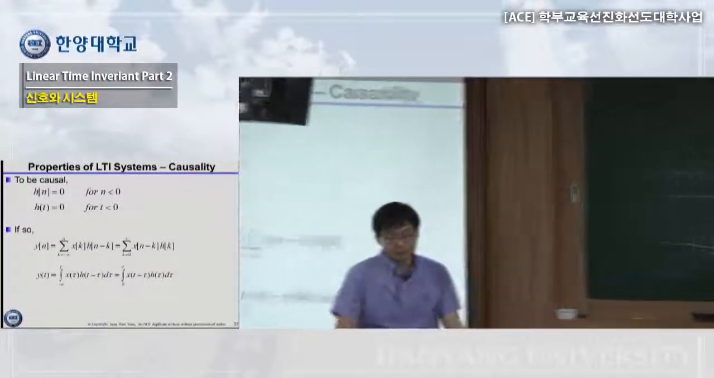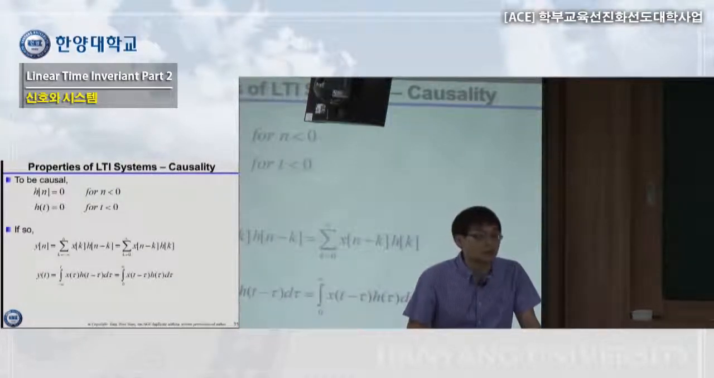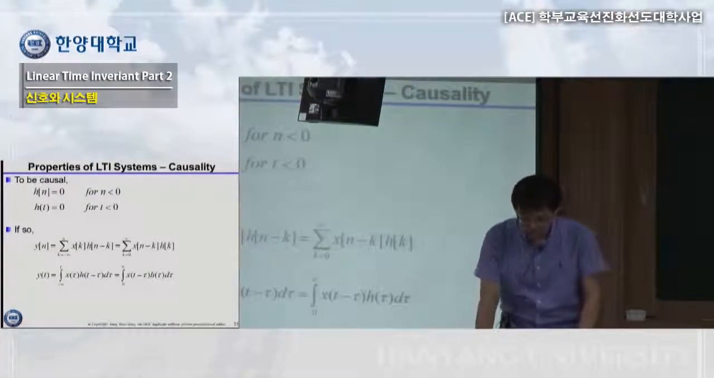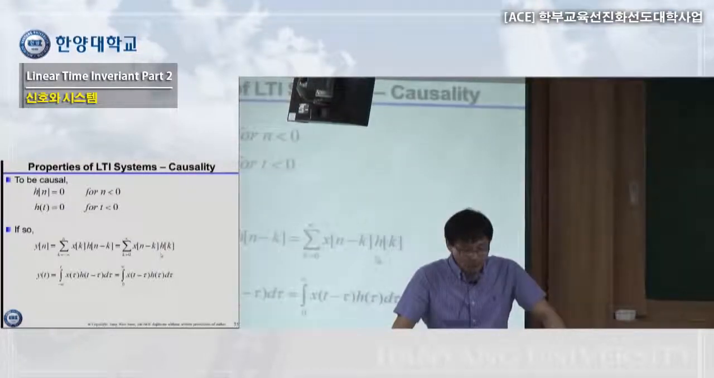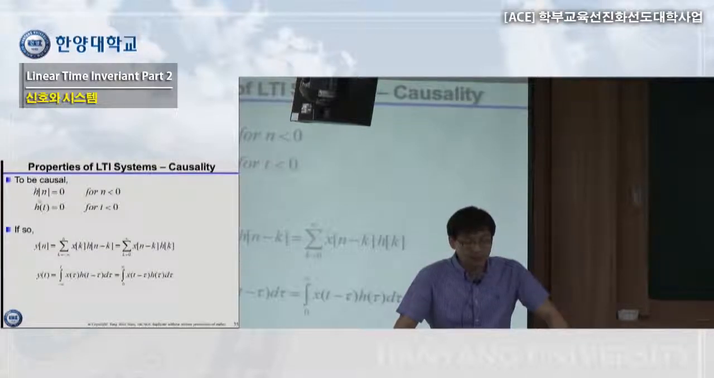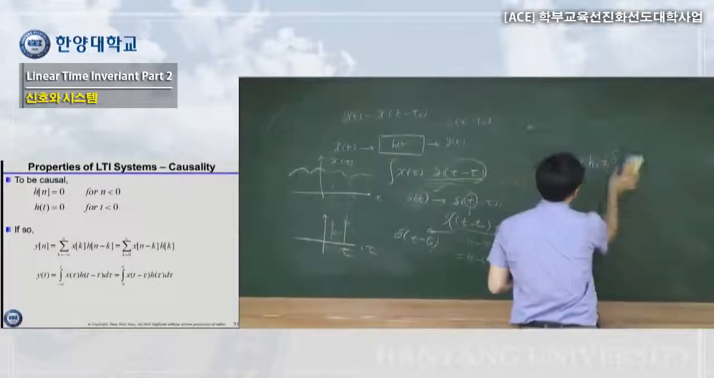And the causality. One more time, what is causality? Causality means the output depends only on the past and present. It does not depend on the future. Okay? To be causal, let's remember this: the transfer function is 0 for n smaller than 0. This assumption is based on what we have seen before.